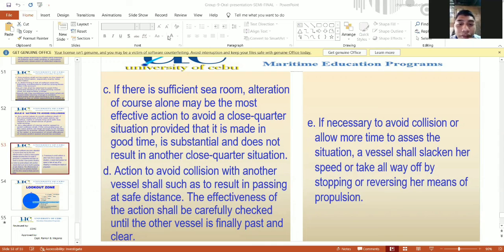So to continue the report, paragraph D, action to avoid collision with another vessel shall be such as to result in passing at a safe distance. The effectiveness of the action shall be carefully checked until the vessel is finally passed and clear. Paragraph E, if necessary to avoid collision or allow more time to assess the situation, a vessel shall slacken her speed or take all way off by stopping or reversing her means of propulsion. So next slide, please.